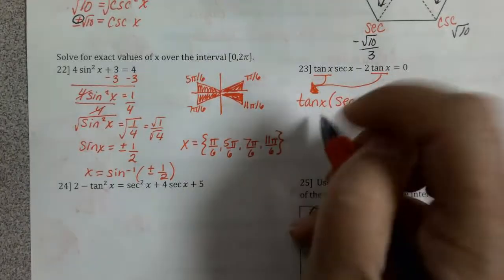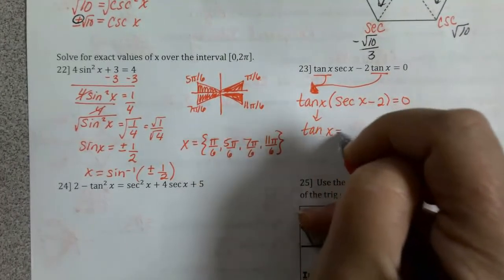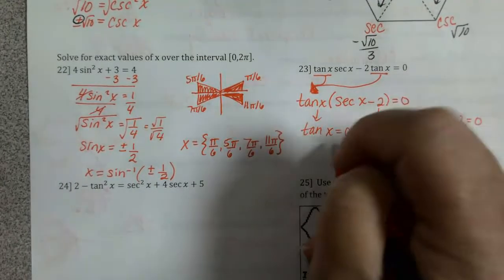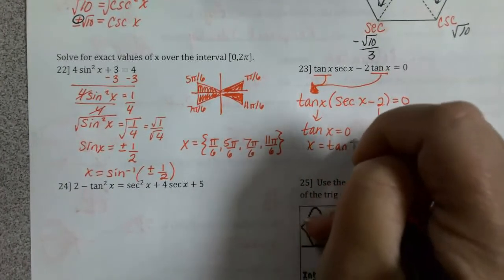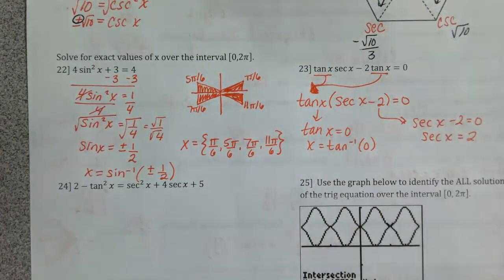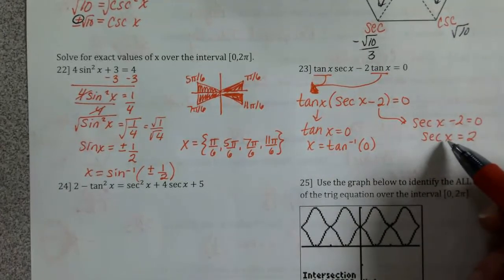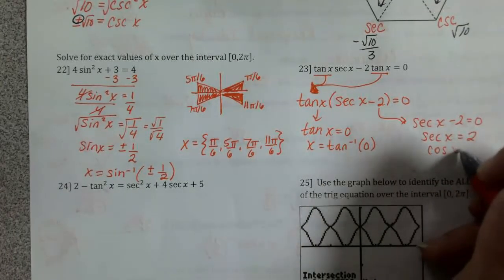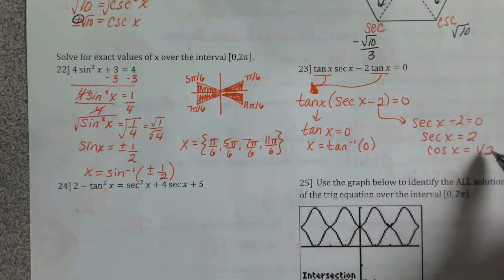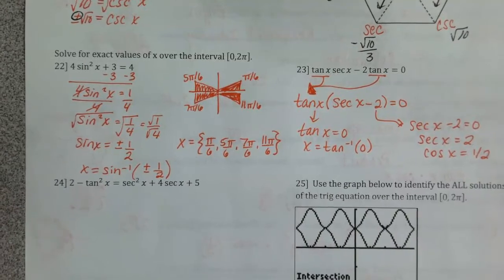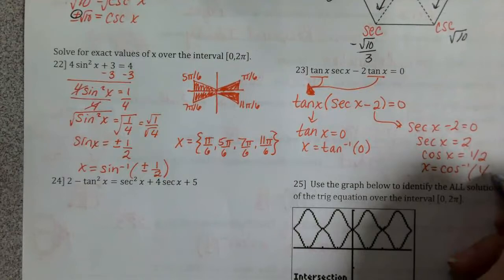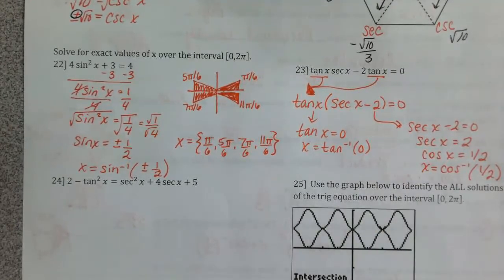Once we're in factored form, we can set each factor equal to 0 as its own separate equation. And then we'll take the inverse of both sides. On this one, we'll add 2, and then the reciprocal of secant is the cosine. So secant equals 2 means cosine is the reciprocal of 2, which is 1/2. And then we'll get x by itself by taking the inverse, which is the arc cosine.